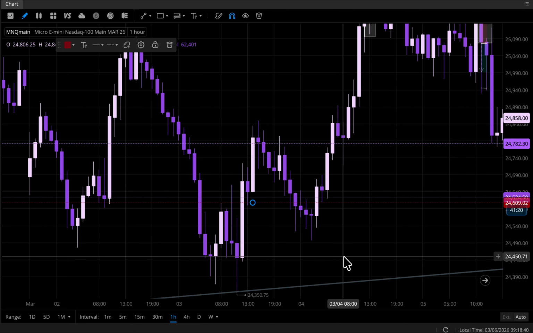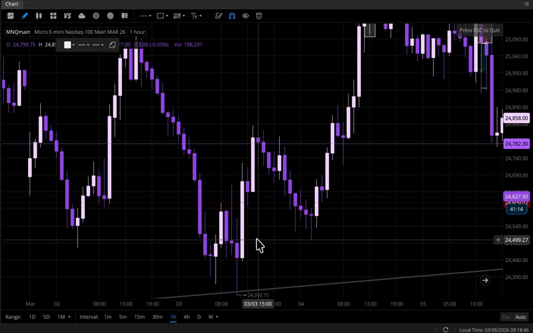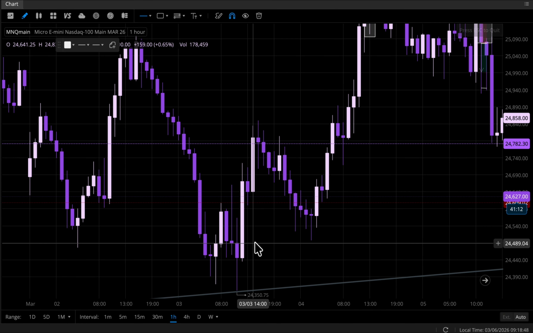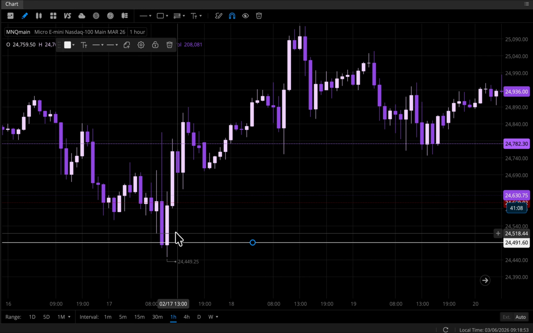I did like down here too, so I am going to put another one. But I'm going to make it purple because there's potential for price to break it.